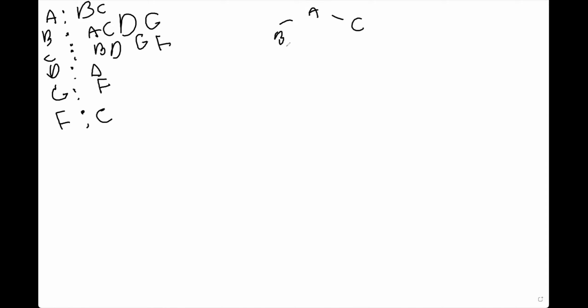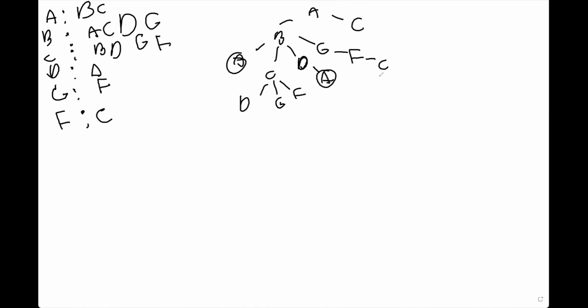And from B and C, B can go to A, B can go to C, B can go to D, B can go to G. C can go to D, G, F. D just goes to A, G can go to F, which can go to C. I'm going to do this branch first. D can go to A, G can go to F, which can go to C. We can't go to C here, so it ends at F, and F goes to C here again. So it ends.